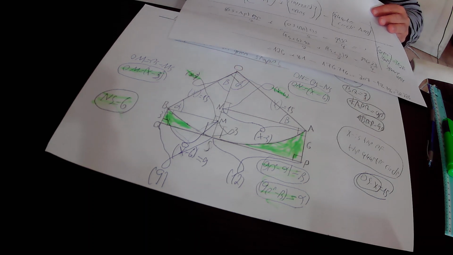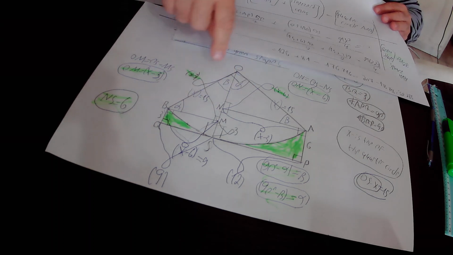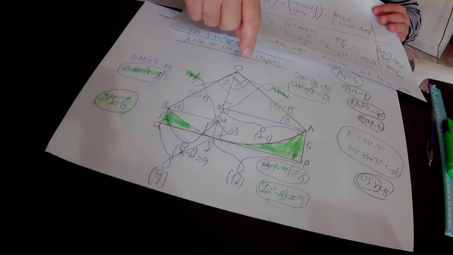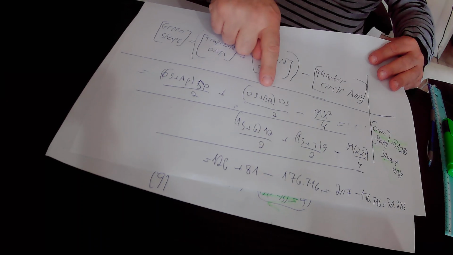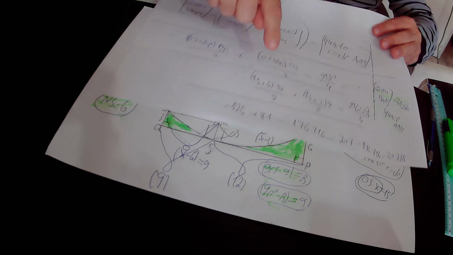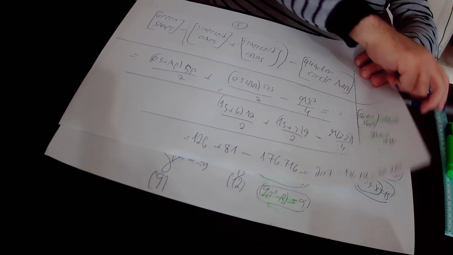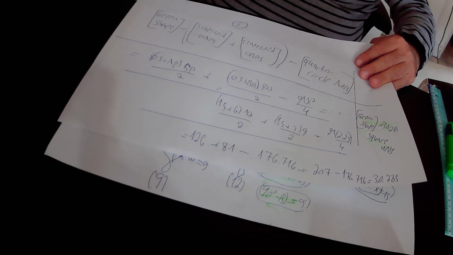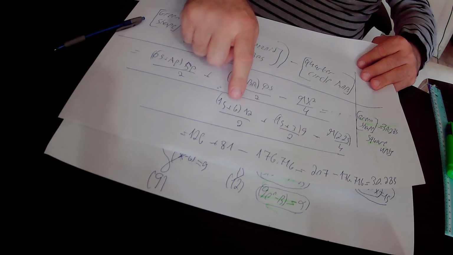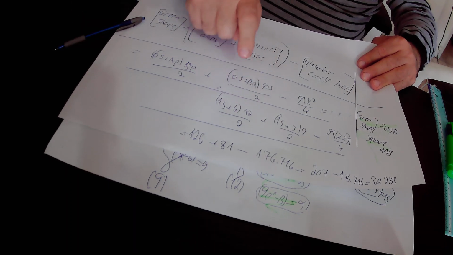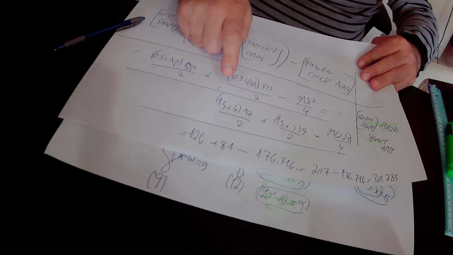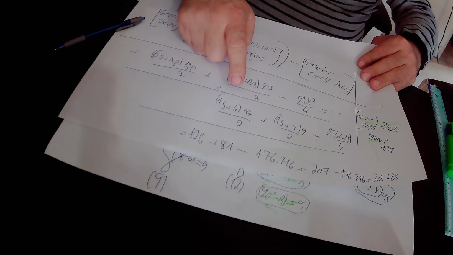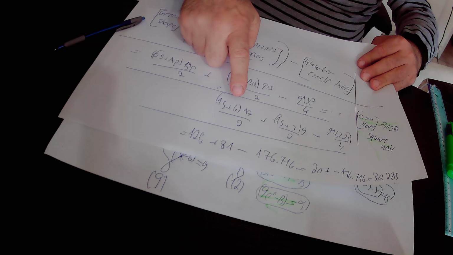Plus the area of this trapezoid OBQS. The area of trapezoid OBQS equals the sum of its bases, that is OS plus BQ, times the height, that is QS, over 2. OS is 15, BQ is 6, QS is 12, divided by 2. 15 plus 6 is 21, and 21 times 12 over 2, that is 6, is 126.